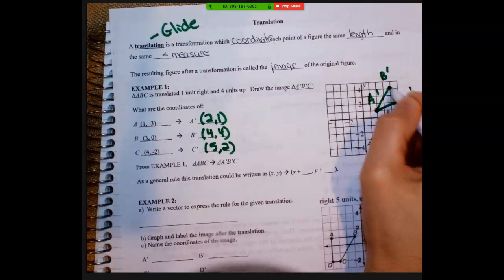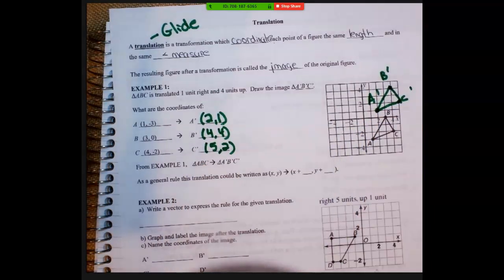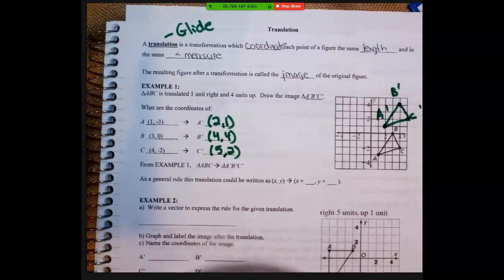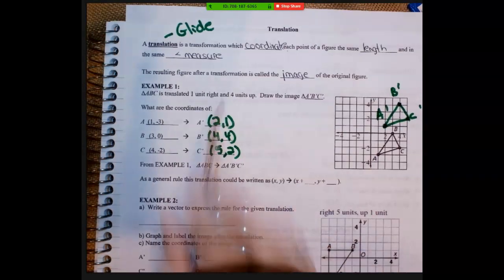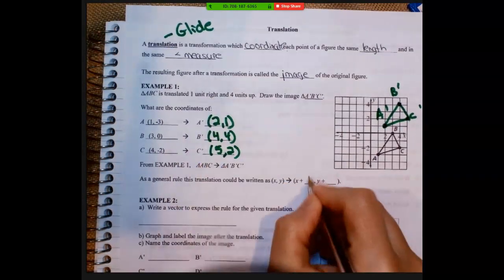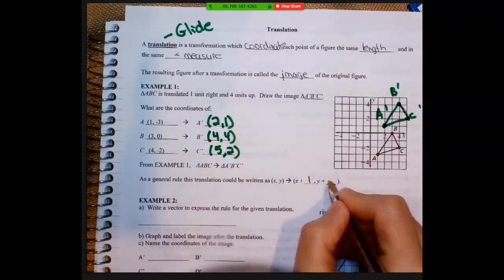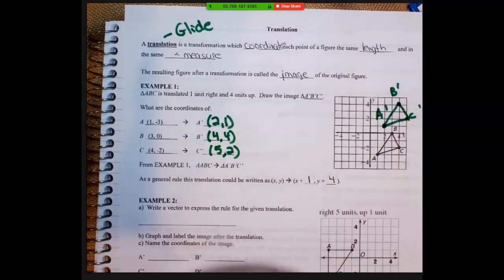Let's go ahead and sketch that in. And again, this is considered an isometry because it's the exact same figure. It's congruent. Now, the other way we could do this is write it as a rule. We took each of our x's. If we went right 1, that means we added 1. If we went up 4, that means we added 4.